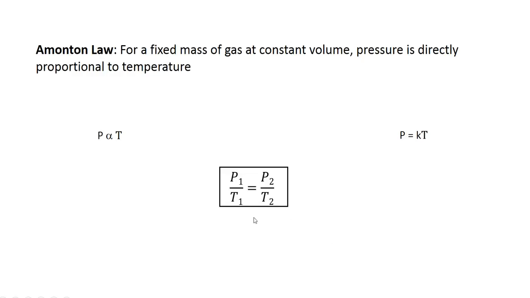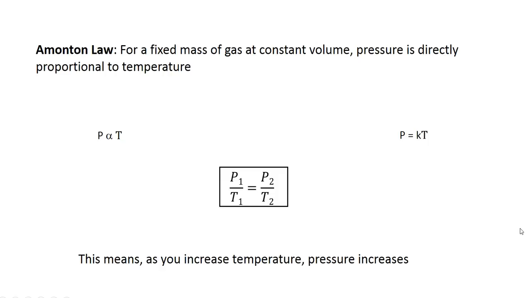So as a reminder, you can relate this to V1 over T1 is equal to V2 over T2. So in this case, P1 over T1 is equal to P2 over T2. This is the mathematical statement of Amonton's law. And it means as you increase the temperature, the pressure increases. So I'm putting these statements on purpose. You need to take note of this.